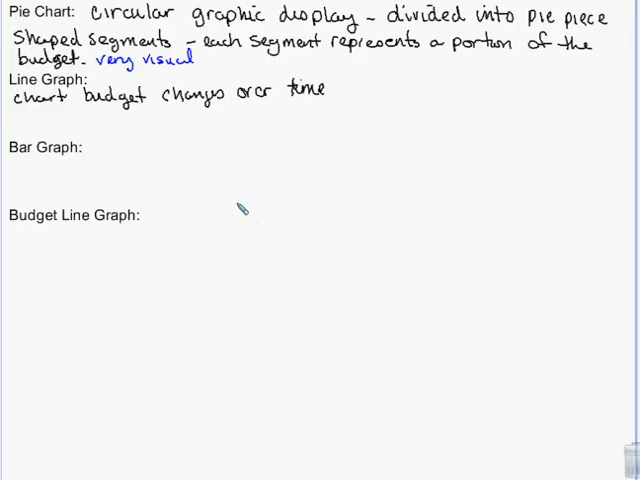Your bar graph is used to compare categories of data. Sort of like the pie chart, but easier to draw by hand accurately. If you're going to be making these by hand, the bar graph is easier to make than the pie chart. But you can look at a bar graph and easily see, oh, this part is way too much and this part's not enough and I need to make some adjustments.